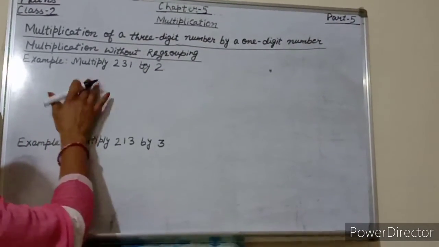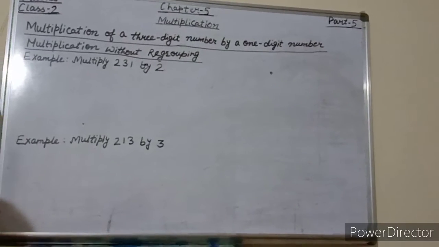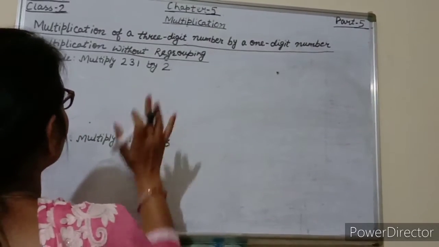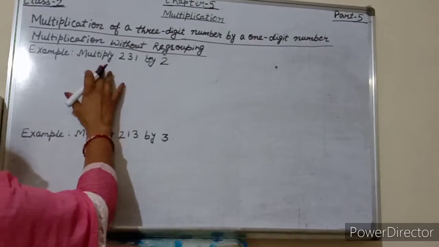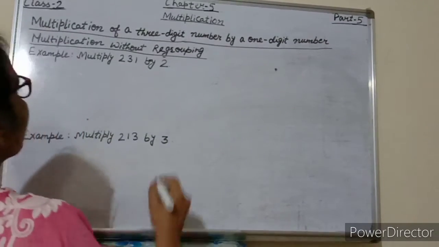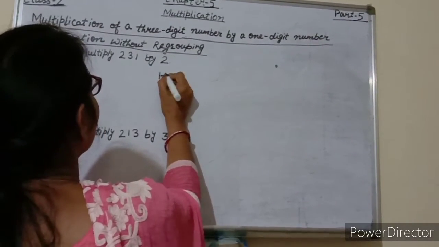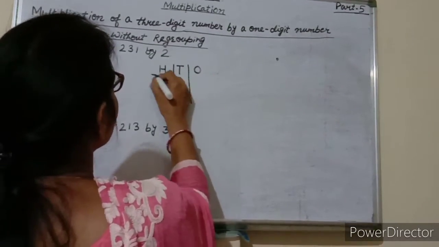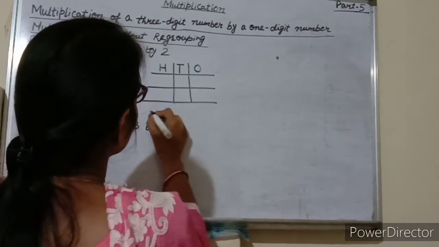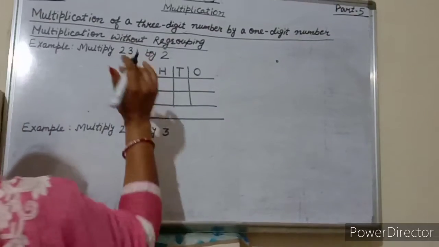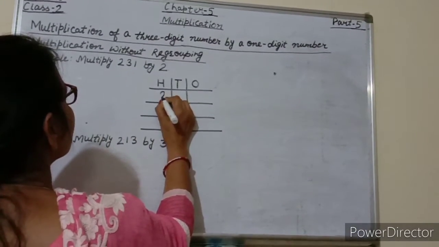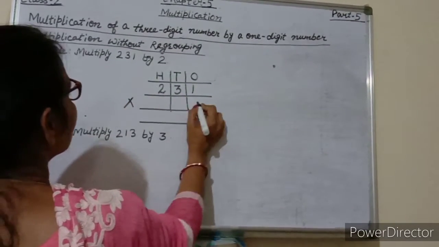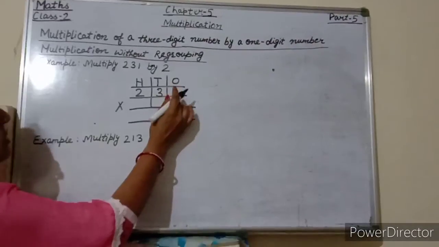See how we will do this. Students, how do we multiply a 3-digit number by a 1-digit number without regrouping? First of all, we will write these numbers in columns. Make a column for hundreds, tens, ones. Now arrange these numbers: 231 by 2. Start, students, from the ones place.